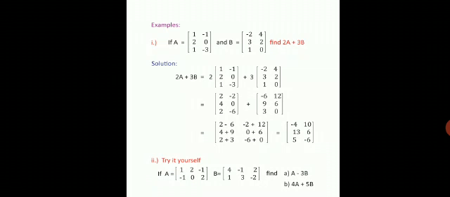Now, add the corresponding elements of these two resulting matrices, that is 2 plus minus 6, minus 2 plus 12, 4 plus 9, 0 plus 6, 2 plus 3, minus 6 plus 0. That equals 2 minus 6 is minus 4, minus 2 plus 12 is 10, 4 plus 9 is 13, 0 plus 6 is 6, 2 plus 3 is 5, and minus 6 plus 0 is minus 6. So this is the answer for 2A plus 3B. I hope, students, you understood this. Now can you try it yourself?